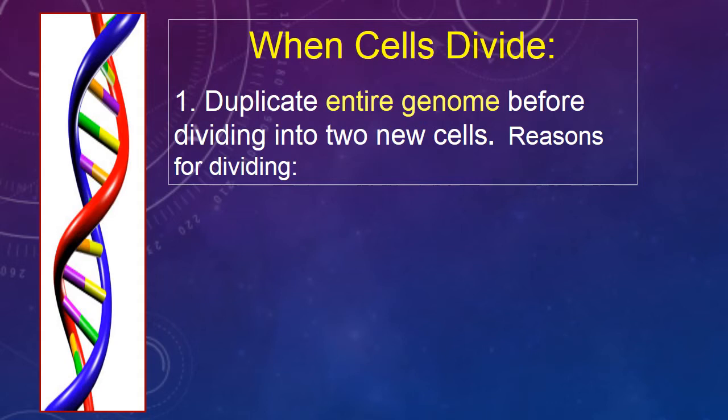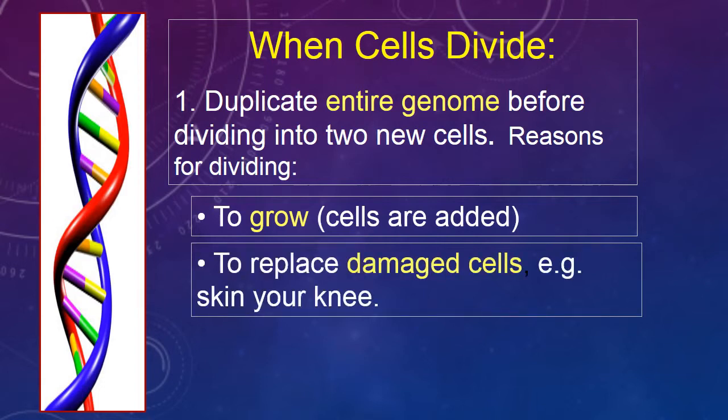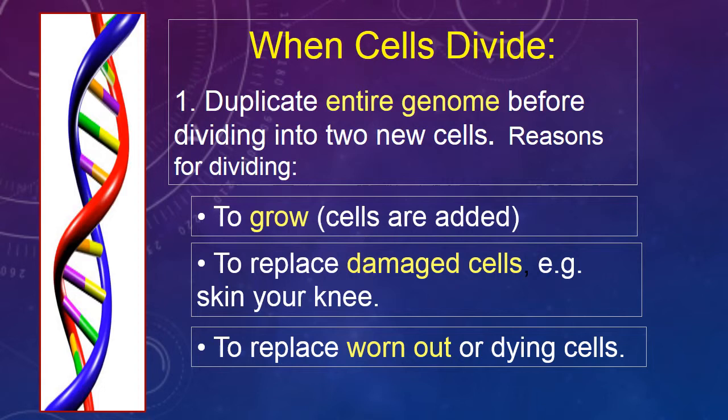And the reasons for dividing are about 3 major reasons. One is to grow. As you grow, cells don't get fatter. As that embryo gets bigger and bigger and you grow as an adult, more cells are added. The second is to replace damaged cells. If you skin your knees and there needs to be repair, then it makes more cells to replace those damaged cells. And third is to replace worn out or dying cells.